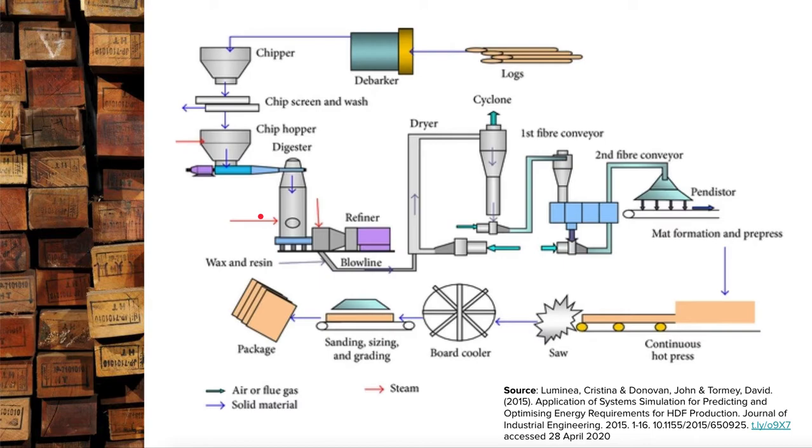What you need to know: logs go in, they get chipped, they go from whole log sizes down to chip size, down to tiny little fibers. And it happens during the digester process. They quite often add waxes and resins in at this point as well, to try and add a little bit of strength and durability to the timber.